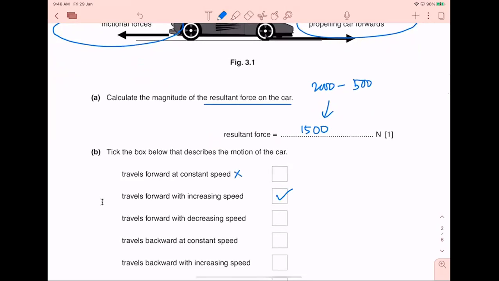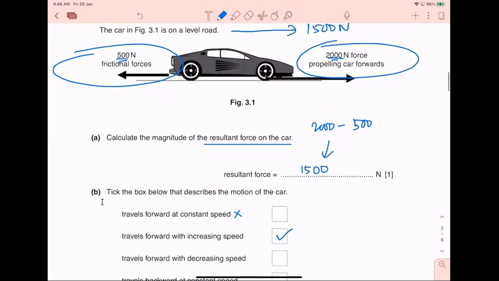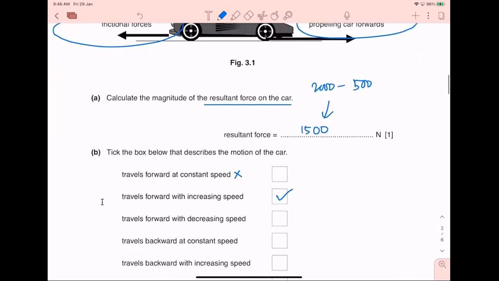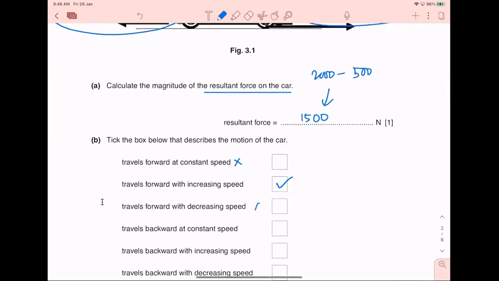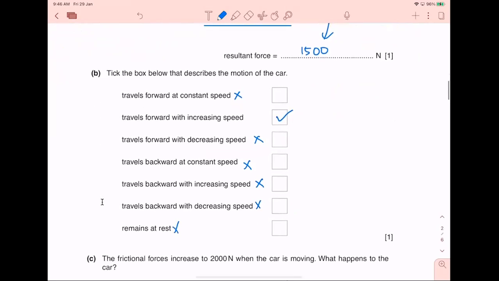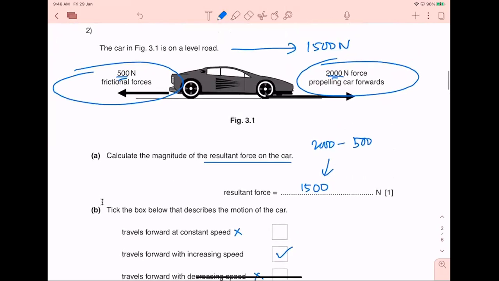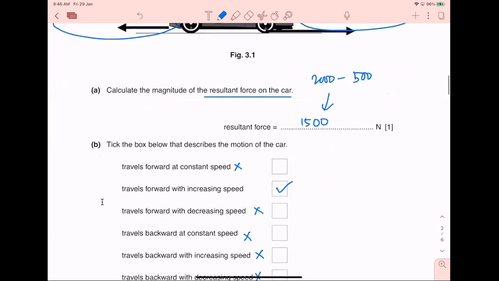It cannot be constant speed because the forces are different. It's greater to the front. It cannot be the third one also, because backward and constant backward cannot be. The only answer can be the second one: it travels forward with increasing speed because the forces are unbalanced. Greater forces to the front, greater forces from the thrust, so it will speed up.